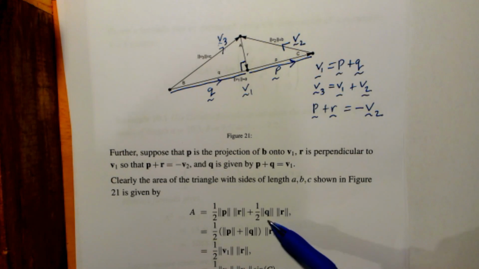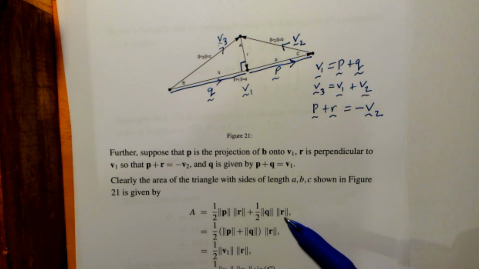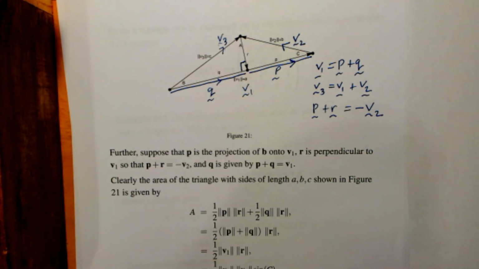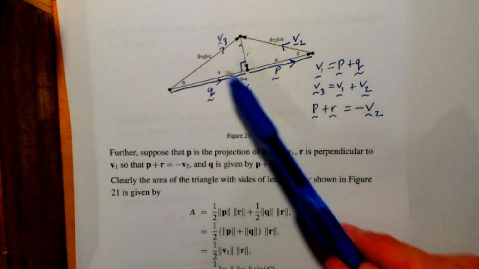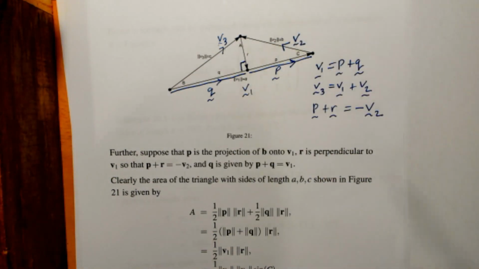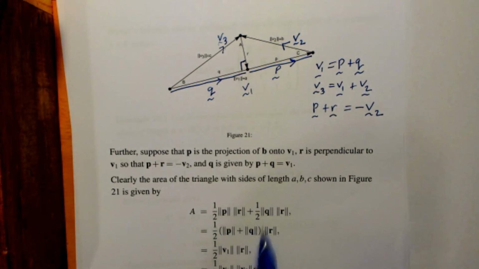Now 1/2 times the norm of Q times the norm of R gives the area of the triangle on the left. And obviously the sum of those two right triangles gives the area of that entire triangle. So we have the sum of these two halves here. Okay, so what we can do is factorize out 1/2 and the norm of R, and what remains is the norm of P plus the norm of Q.